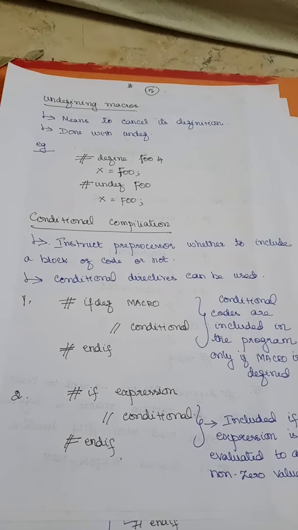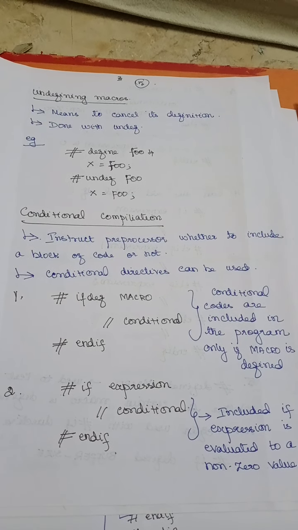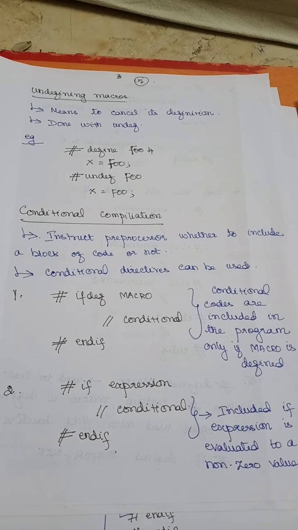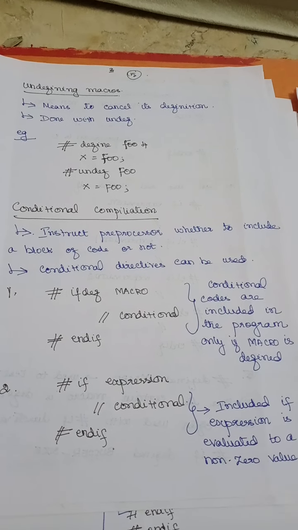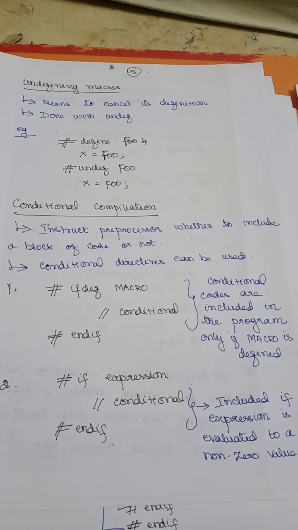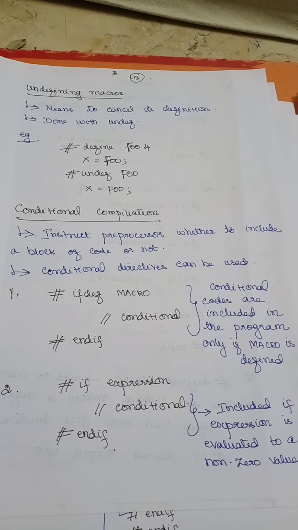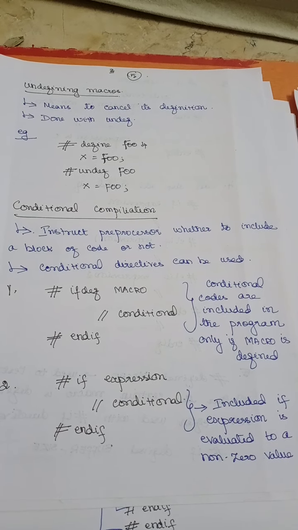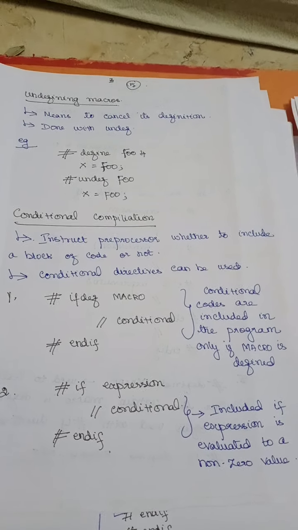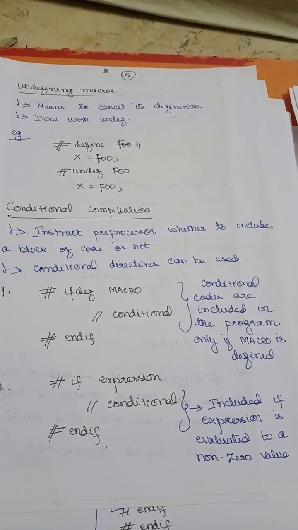The next one, I already told you, conditional compilation. That means based upon the condition, we can go for either including a set of code, or I can go for defining the particular macros, depending upon the condition. That you are going to call a conditional compilation. So it instructs the preprocessor whether to include a block of code or not. So conditional directives can be used, right?